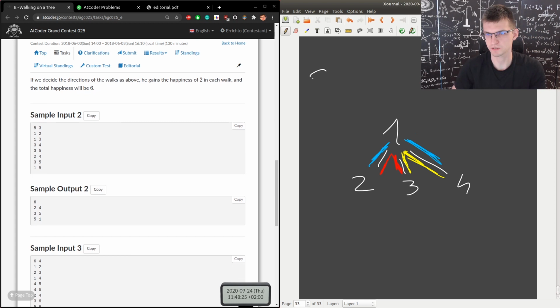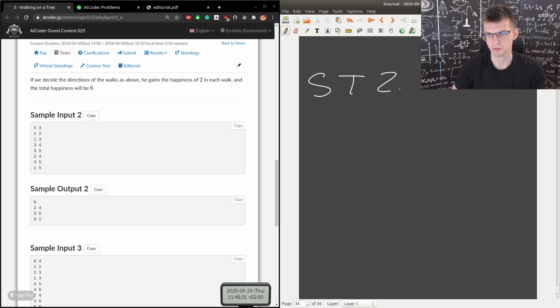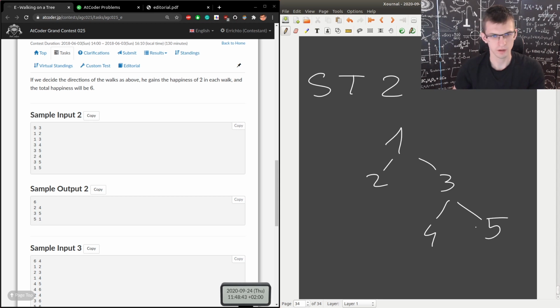This was sample test 1. Sample test 2. One, two, 3, 3, 4, 5. And there are paths 2, 4. Then 3, 5. And finally 1, 5. The maximum score I can see here is 2 plus 2 plus 1 plus 1. It's 6. And it's again 6.